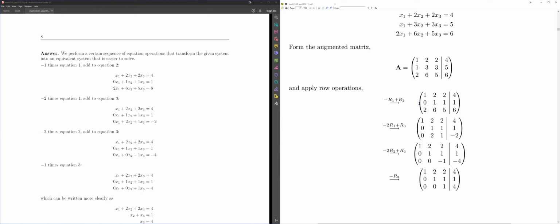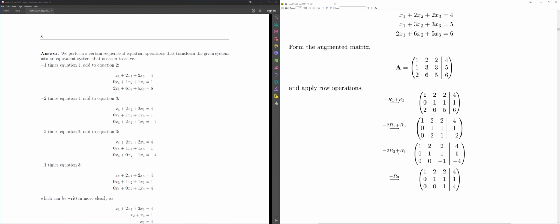And notice when you go from here to here, that is what you're doing. This notation over here, minus 2 times row 1 plus row 3, means for this matrix on top, I multiply by minus 2 and then add to the third row. I don't actually change row 1. So this is the row operation that I'm going to do: minus 2 times row 1 plus row 3.